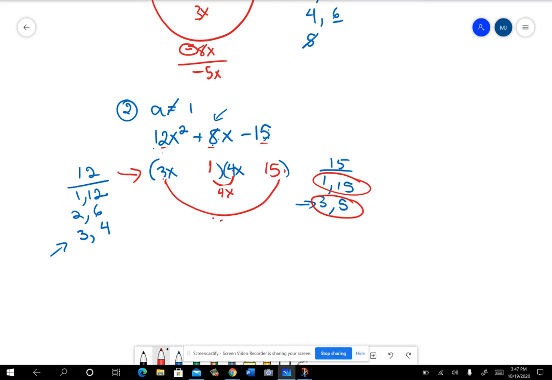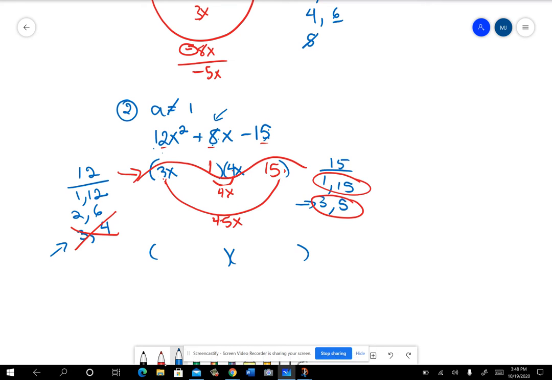Okay, wait a minute. That's 4x. That's 45. There's no way I could get an 8 out of that. So what that tells me is 3 and 4 is not going to work because I've tried it with both 3 and 5 and 1 and 15. Okay, so you got to know the process and know that when that happens, it just happens sometimes. And don't let it get to you.